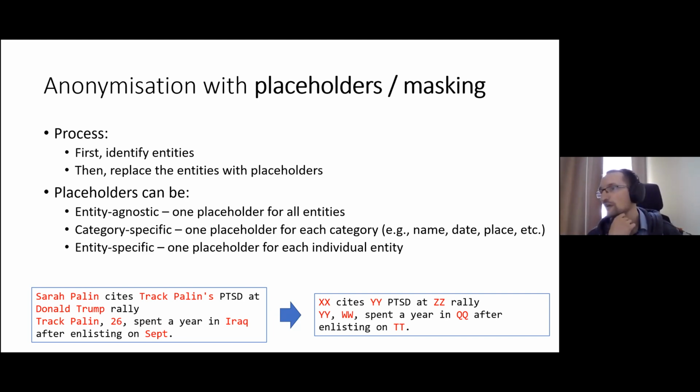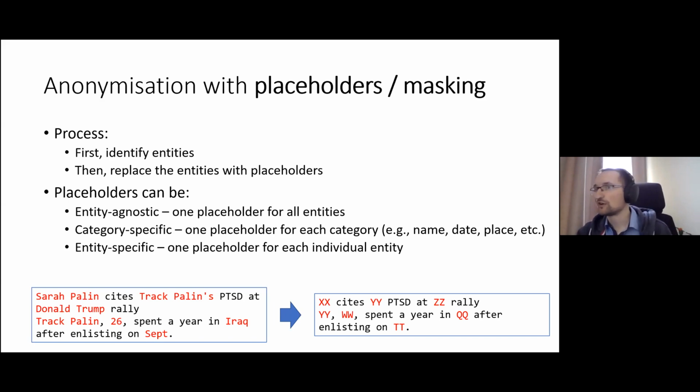We could have placeholders that are category specific. So if you use a named entity recognizer and you identify types or categories of named entities, we could have placeholders that identify those different named entities. So here was a person name, here was a location, here was a date. So we have at least some information that helps us carry over some contextual information, but removes the information that allows us to identify the individual.